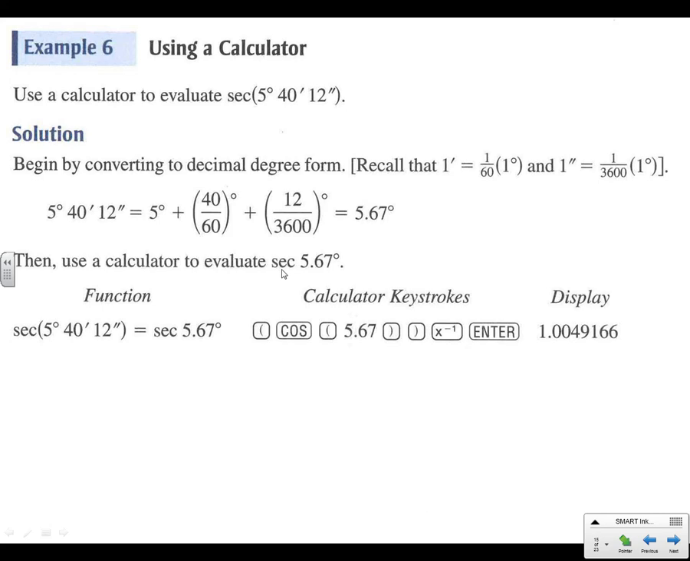To find the secant, remember that we're going to do the flip cosine of this, and then hit x to the negative 1. We could also do 1 divided by the cosine of 5.67. Now, to make sure you're going to get this right, you have to be in degrees. Alright, so switch over from radians if you're not in degrees.